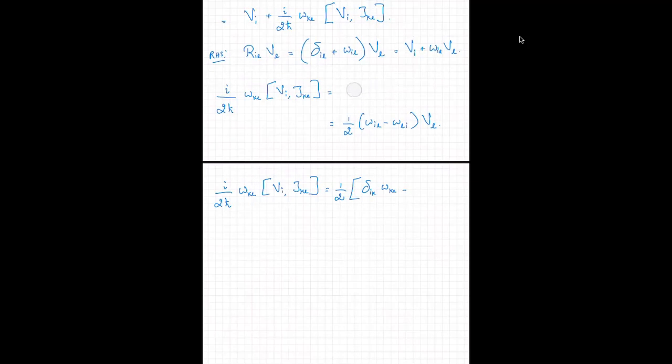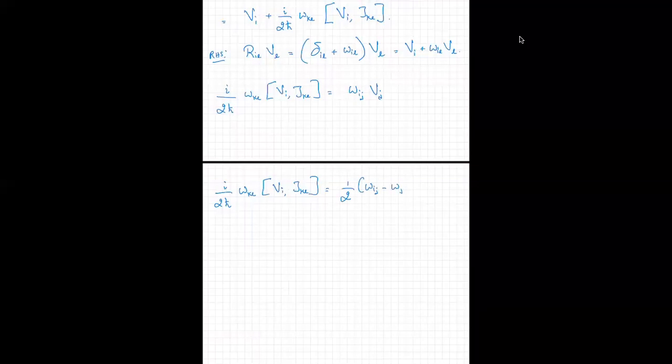I shouldn't write it this way because one of the indices is already matched. So I will write it in a slightly general way. I will write the right hand side as omega IJ VJ. Because L is a dummy index on the left and the right that is summed over, I can always call it omega IJ VJ, and I will write this as 1/2 (omega IJ minus omega JI) VJ. This is perfectly fair.